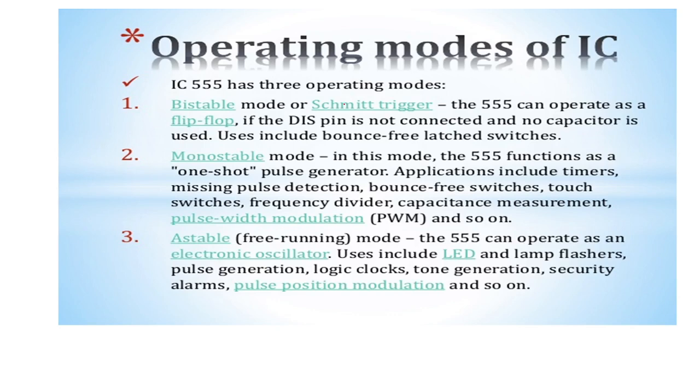The 555 timer works in three configurations: bistable, monostable and astable. In the bistable, both states are stable. Suppose your output is in the reset state, it will stay in that state only. If you give the trigger, it will go to the other state and continue. If you trigger again, you have to trigger here and here also, both, and then it will change. In the bistable circuit both states are stable.